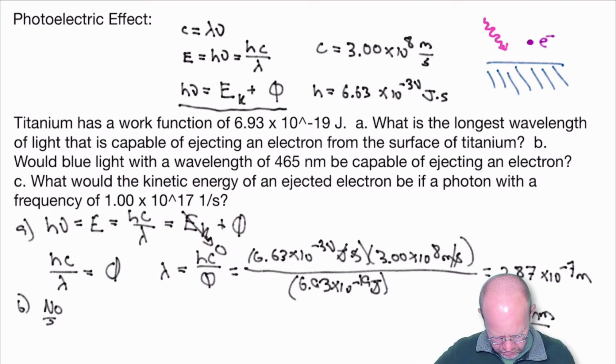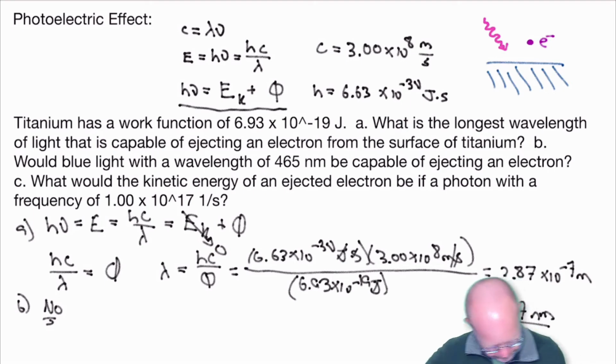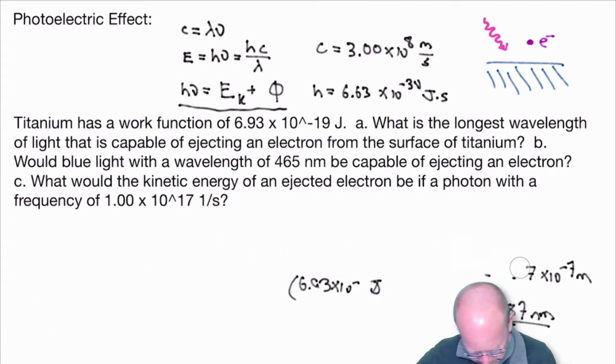Okay, so it looks like there's a third part to this question. What would the kinetic energy of an ejected electron be if a photon with a frequency of 1.0 times 10 to the 17th per second was shined on it? Okay. So let's go ahead and do that example. I'm going to kind of erase this, and we'll start with this last part.